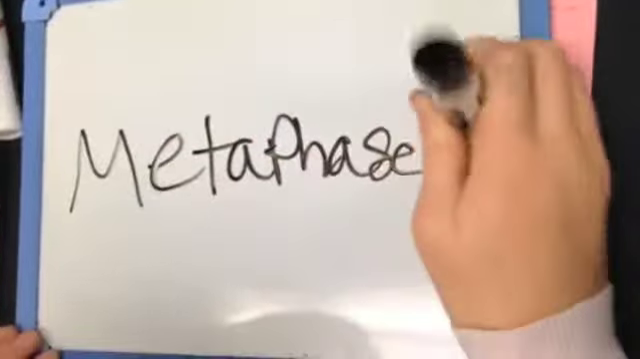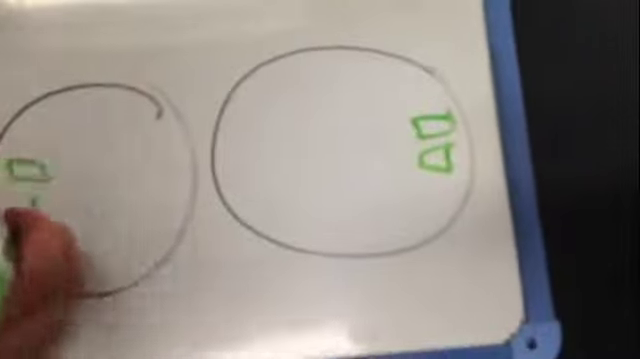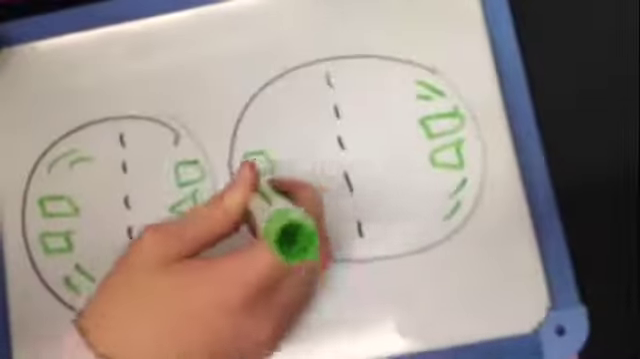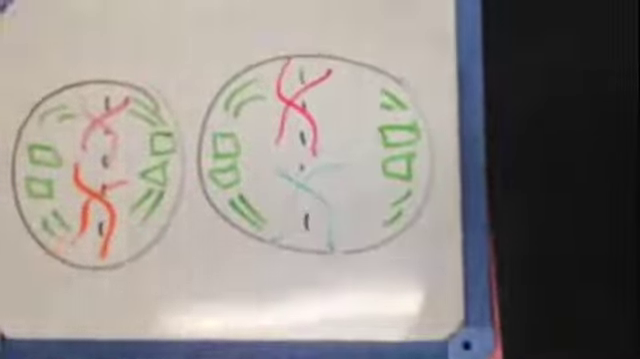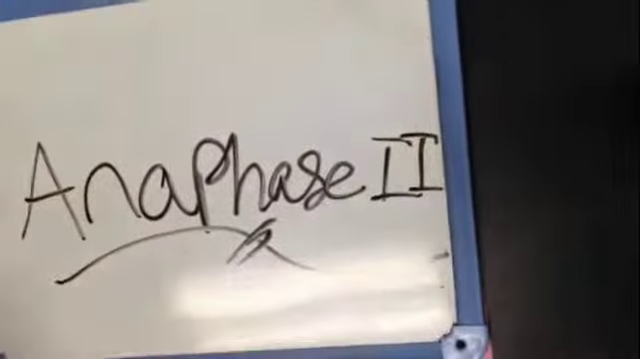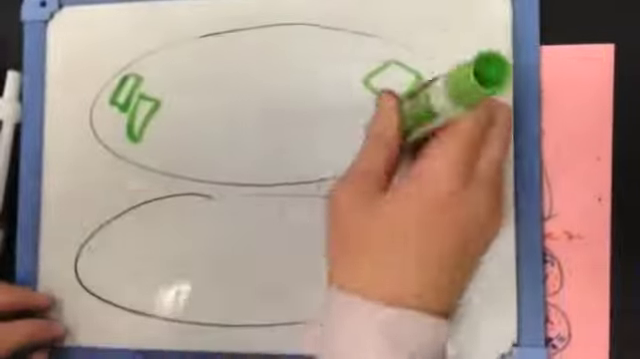In metaphase 2, the chromosomes line up along the equator of the cell. They will be separated into chromatids just like in mitosis. In anaphase 2, the chromatids separate to polar sides of the cells, again just like in mitosis.